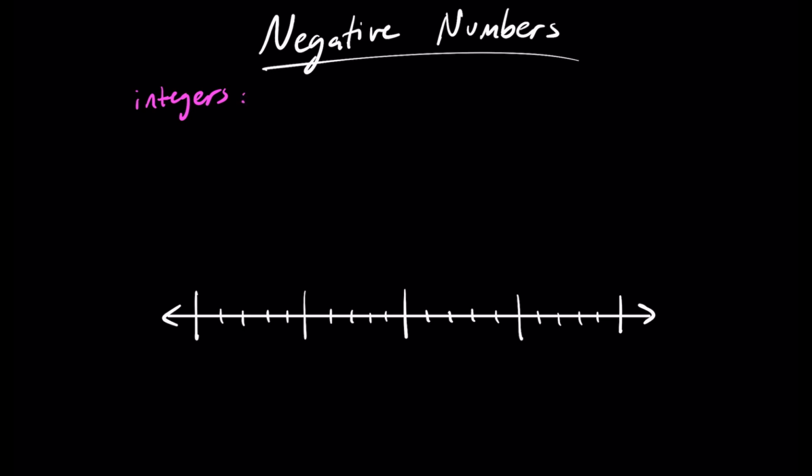And integers are just whole numbers that include positive numbers and negative numbers, as well as the number 0. And 0 is neither positive nor negative. It's actually the dividing line between positive and negative numbers. So when we say whole numbers, we're talking 1, 2, 3, 4, 5, 10, 103, no fractions, no decimals.